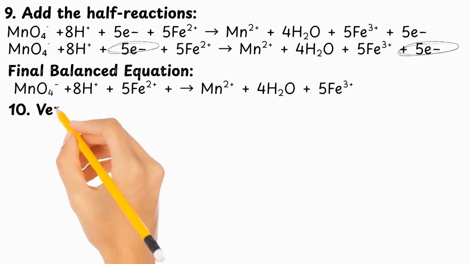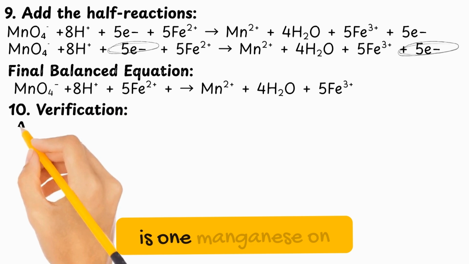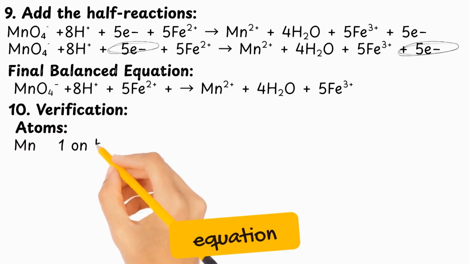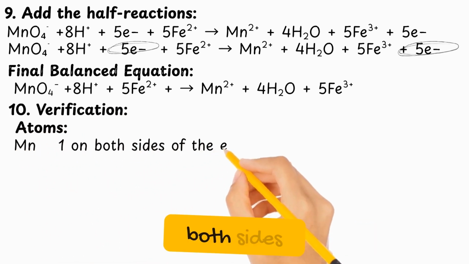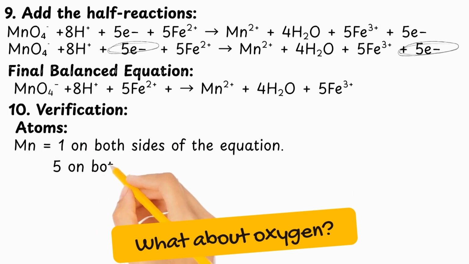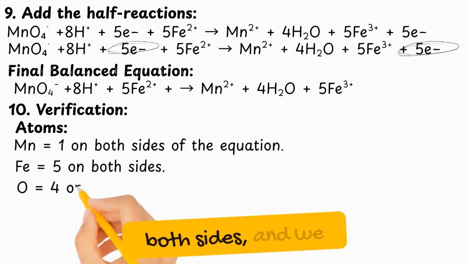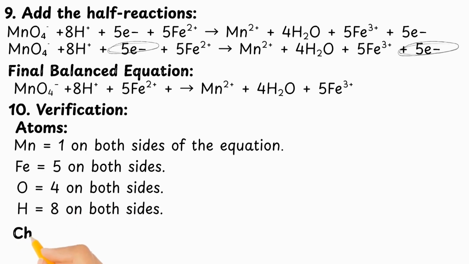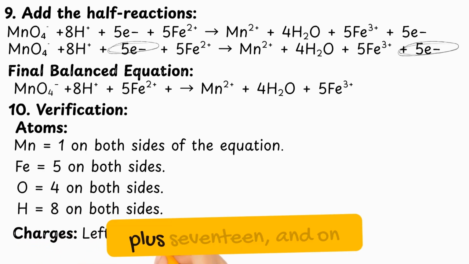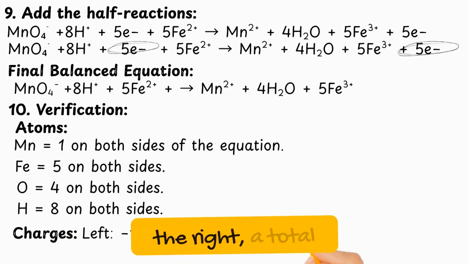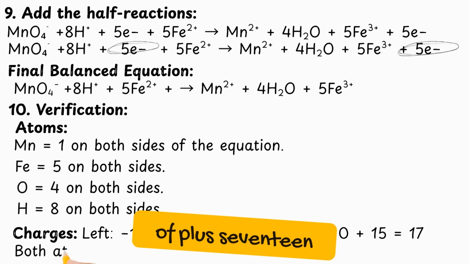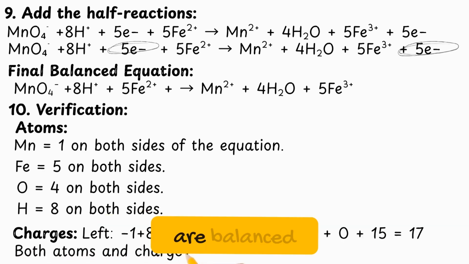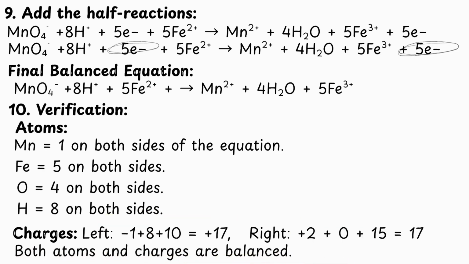Let us verify the final equation. Concerning the atoms, there is 1 manganese on both sides of the equation, 5 iron species on both sides. What about oxygen? There are 4 on both sides, and we have 8 hydrogen species on both sides. Charges. On the left side, we have a total of plus 17, and on the right, a total of plus 17. Both atoms and charges are balanced.